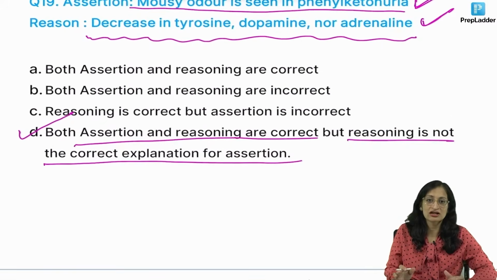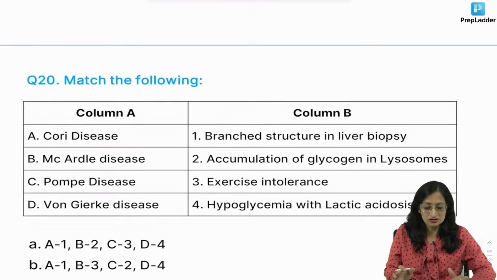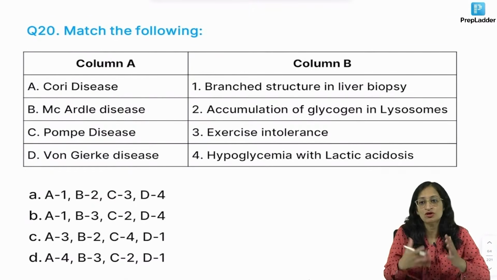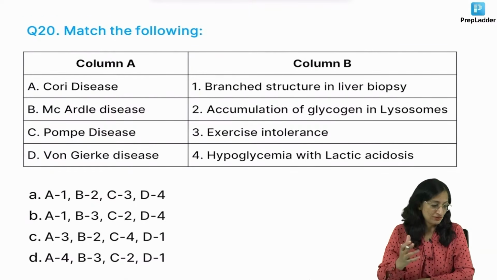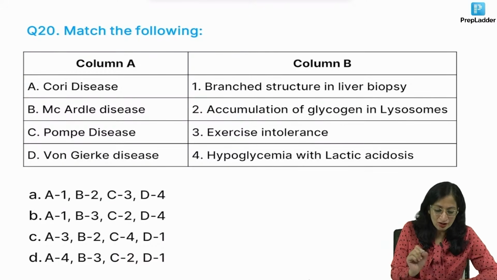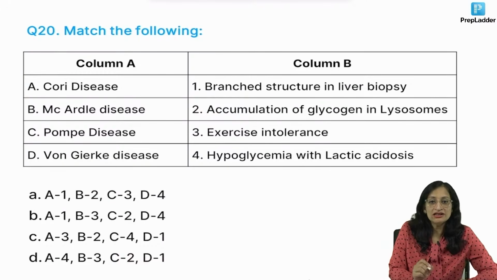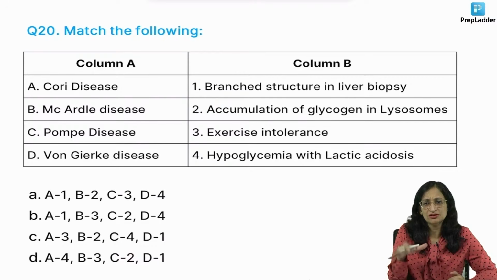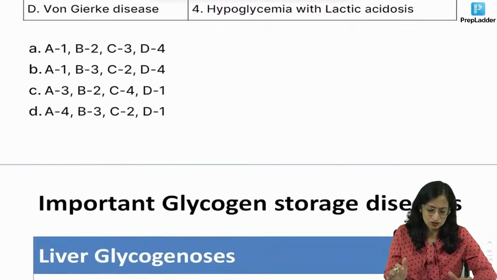In INI-CET, we get a lot of these assertion reasoning kind of questions also, where you have to apply the facts that you have learned. That's why it is very important to have strong concepts. Now, match the following, starting with Cori disease. Let us first discuss a little bit about glycogen storage disorders and then come back to this question.